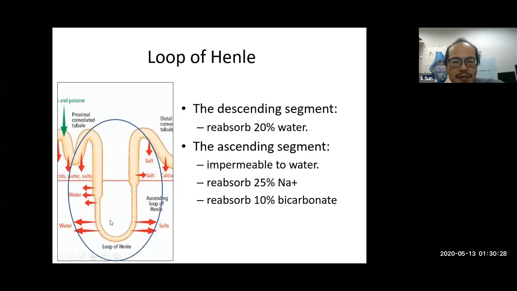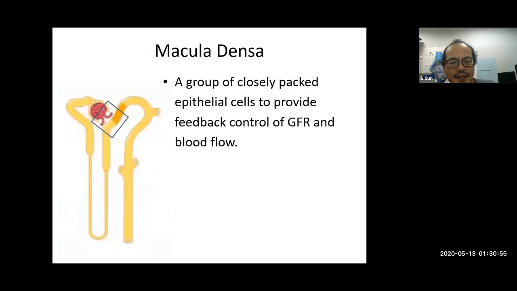And the water and the salt: water is permeable up to this point. The remaining part is impermeable. So if water needs to be absorbed, it's only up to here. The remaining tubule won't reabsorb water any further, unless we have ADH. So here is the loop of Henle.